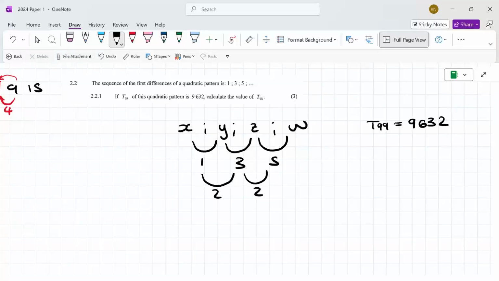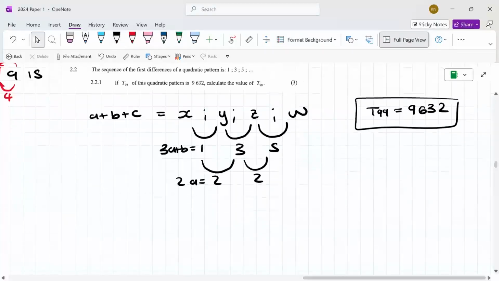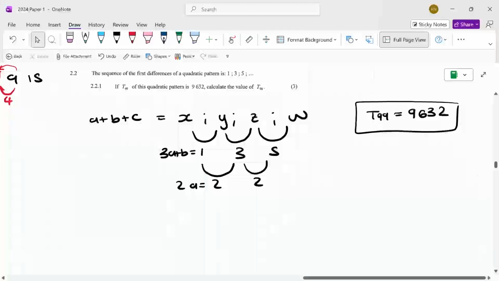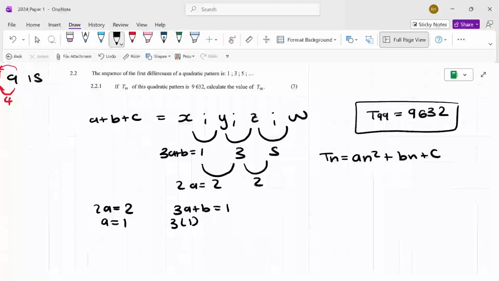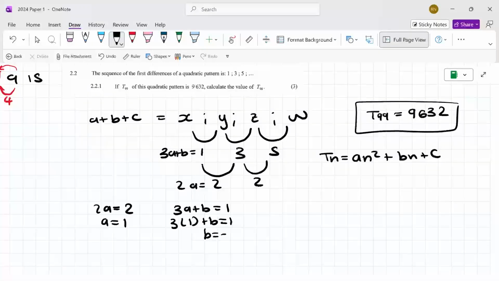And to do that, we're going to try and find the equation of a quadratic pattern. So we'd say 2a is equal to this, 3a plus b is equal to this, and then a plus b plus c would normally be equal to the first term, but we don't know what that is. So we are going to have to use this extra piece of information to find that. The equation for a quadratic number pattern is an squared plus bn plus c. So in this case, 2a is equal to 2, so a is equal to 1. And then 3a plus b is equal to 1, so 3 times 1 plus b is equal to 1, and so b is equal to minus 2.